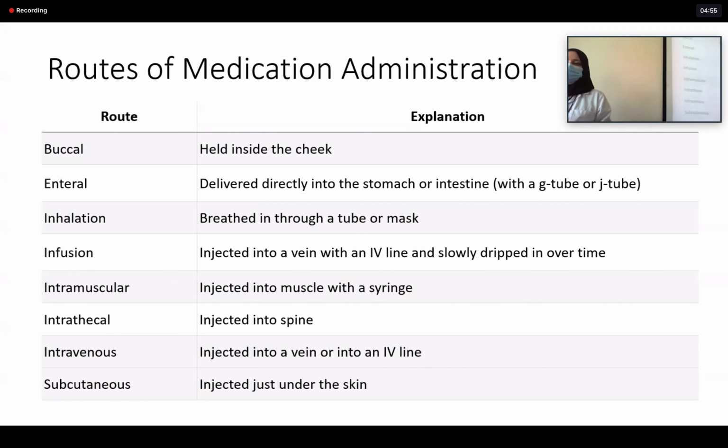Inhalation, it's clear from its terminology. Infusion, and I will explain more on that. Infusion basically is one of the parenteral formulations. When it comes to intramuscular, intrathecal, intravenous, and subcutaneous, all of these we will call parenteral. So the parenteral formulation can be different based on the technique of the administration and the site of the administration.